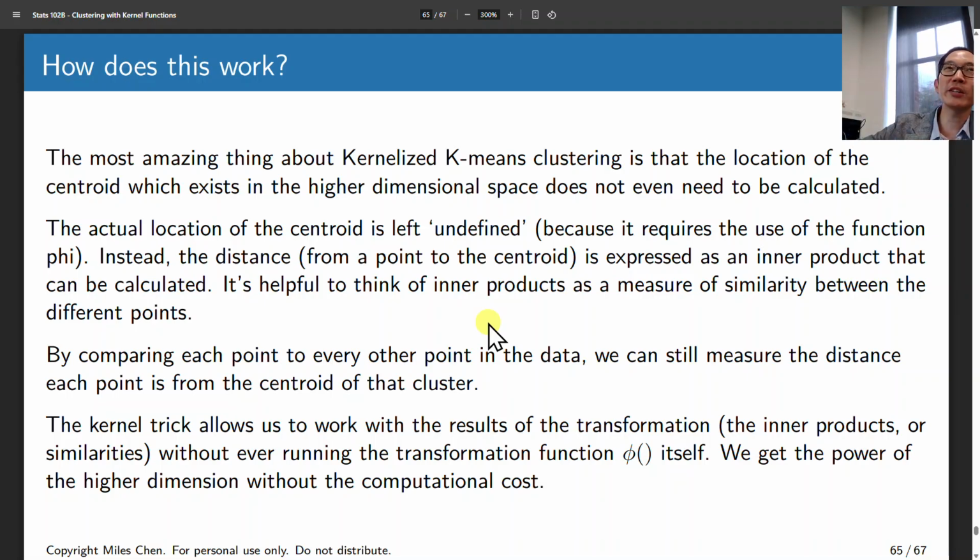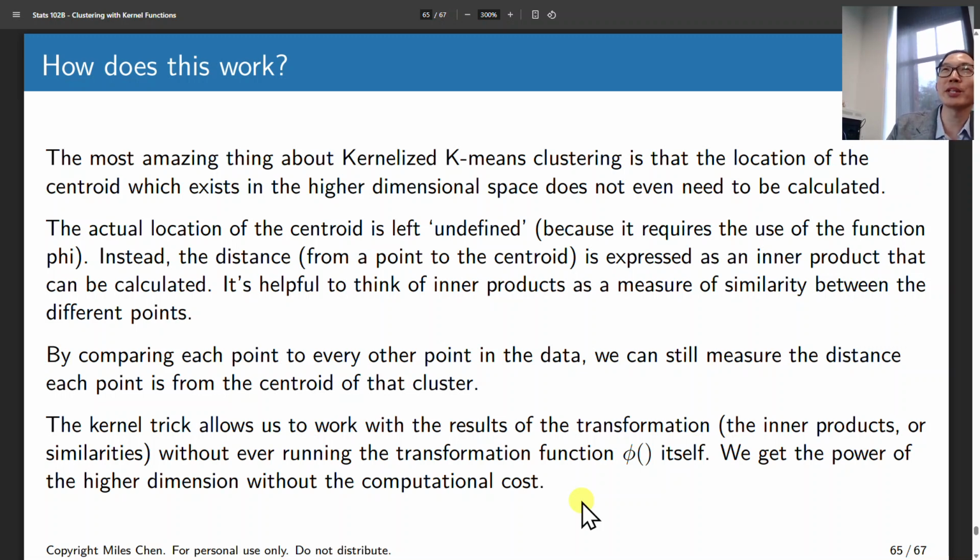And basically, when you're calculating these distances to centroids, you're doing an inner product between basically every point and every other point. You're measuring a similarity between this point and every single other point. And by comparing each point to every other point in the data, we can get a value for the distance to the centroid of each cluster. So this kernel trick allows us to work with the result of the transformation, the inner products, without ever running the transformation function phi itself. And so we get the power of the higher dimension without the computational cost.